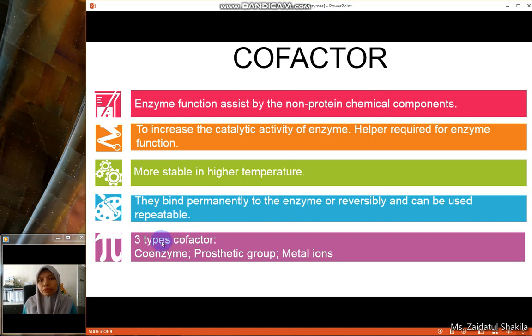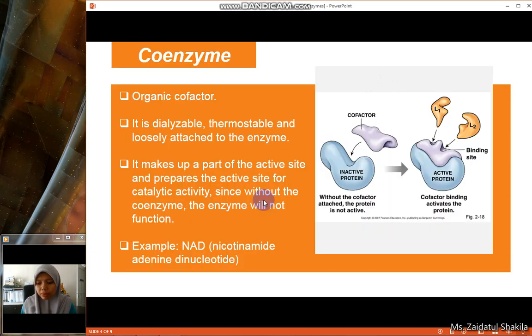Alright, so there are three important types of cofactor, which are the coenzyme, prosthetic group, and metal ions. Let's talk about coenzyme first. Coenzymes are organic cofactors. They are dialysable, which means they can pass through the dialysing membrane, and they are thermostable, which means they are stable in higher temperature, and they are loosely attached to the enzyme.